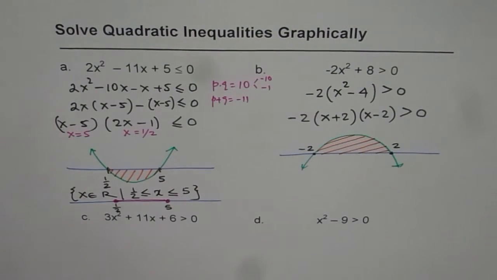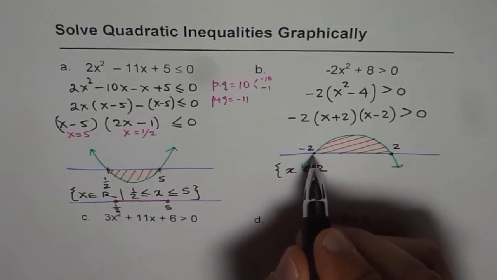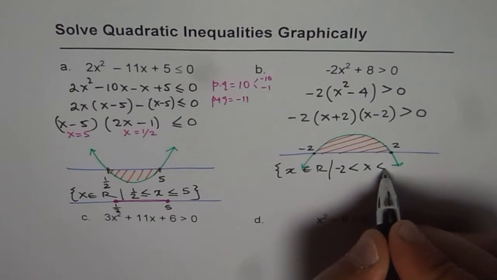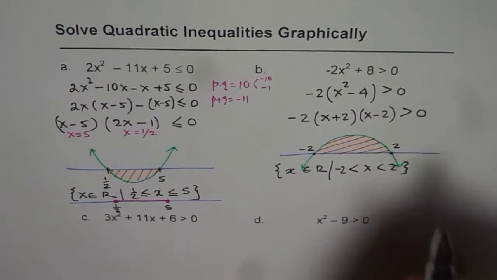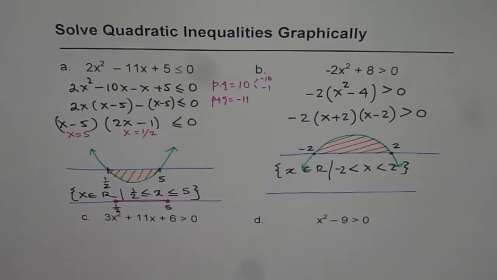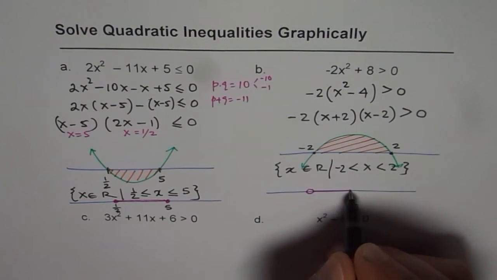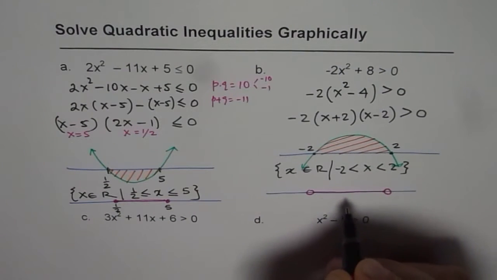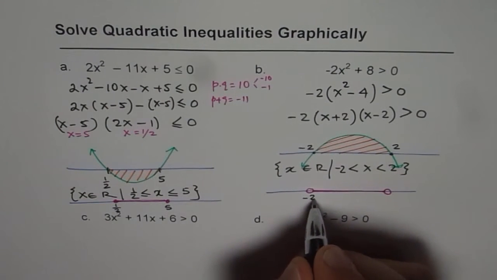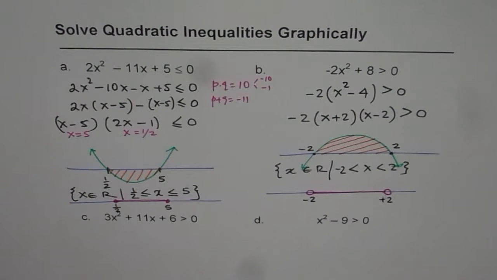I can always write this as x belongs to real numbers, everything in between, mind it. So x is greater than minus 2 but less than 2. You see that? We cannot include the zeros. Now on a number line, I can show the solution as, let us say this is a line, then a hole at minus 2 and a hole at plus 2. Everything in between but not including plus and minus 2. So this is the part of the solution which we can show on a number line.